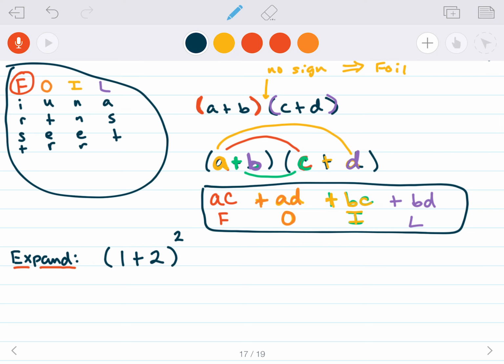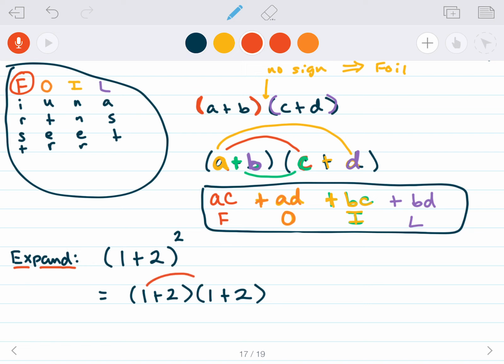So 1 plus 2 squared, well, we know what that is by PEMDAS. Well, 1 plus 2 is 3, 3 squared is 9, 3 times 3. But we can use FOIL to do this, actually. Because 1 plus 2 squared just means 1 plus 2 times itself. Any number squared just means multiply it by itself twice. So 1 plus 2 squared is 1 plus 2 times 1 plus 2. Now we can apply FOIL.